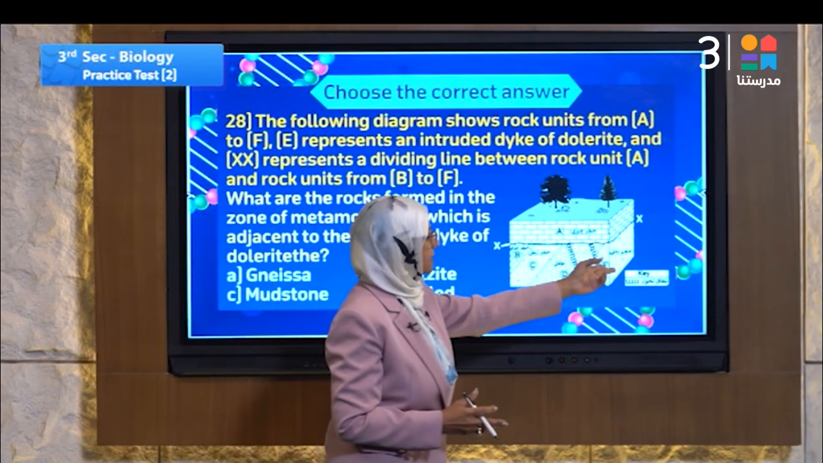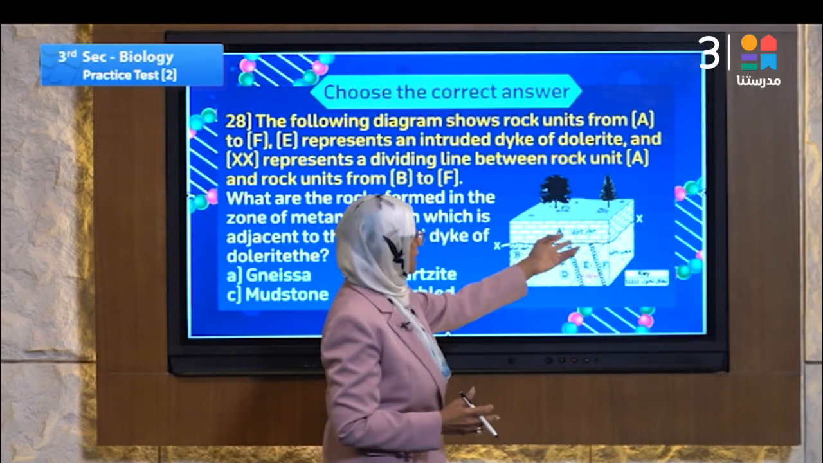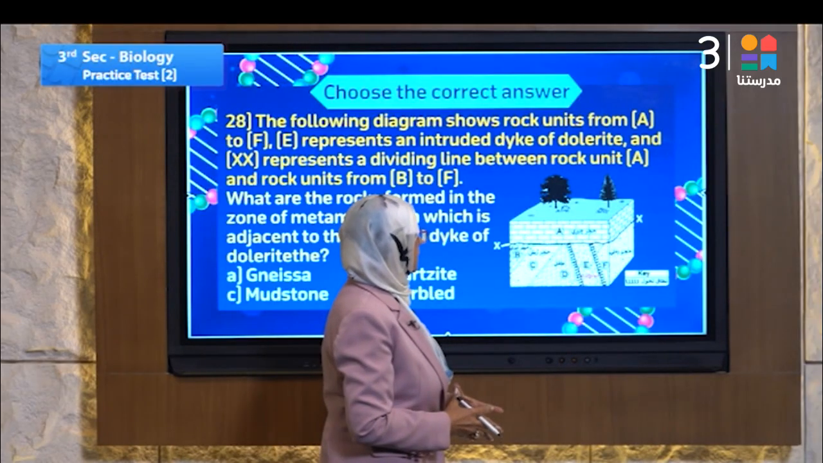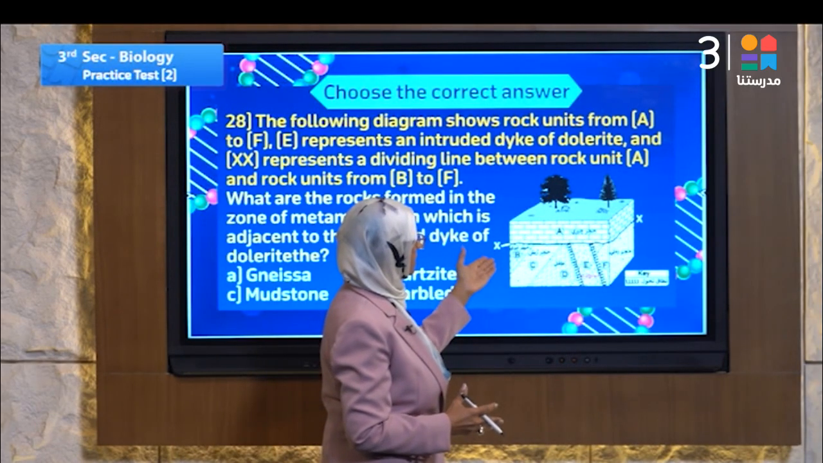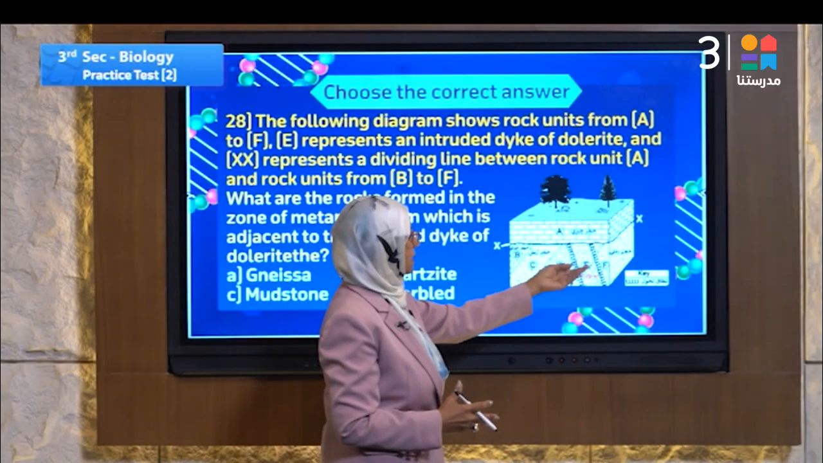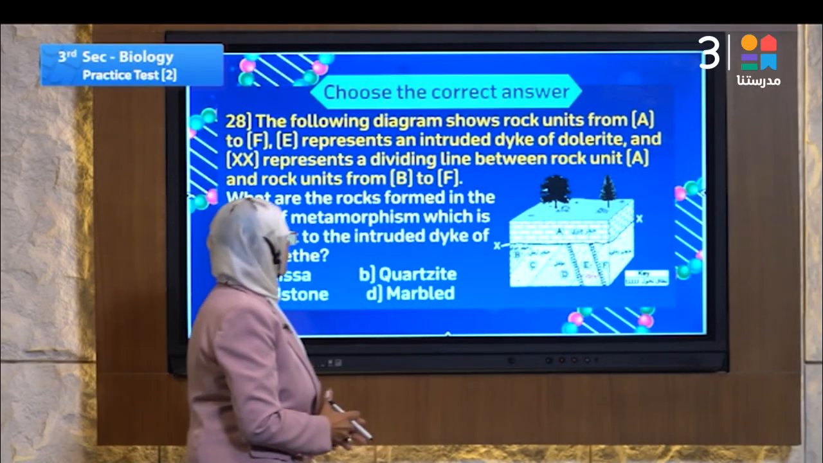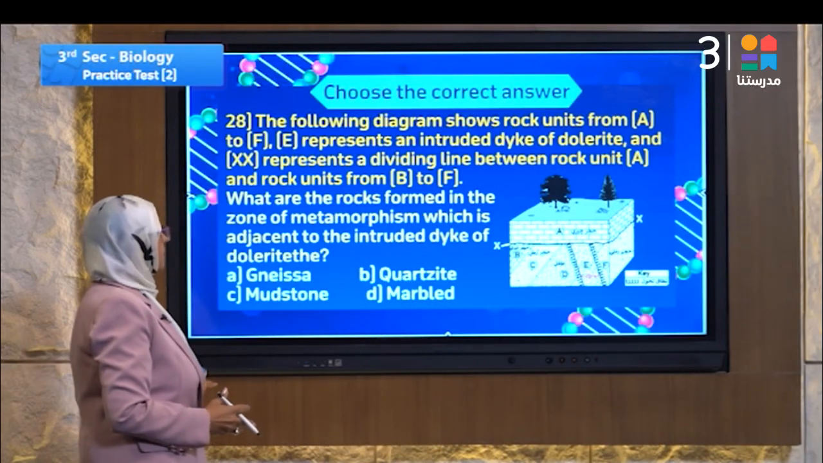حجر رملي is sandstone. حجر جيري limestone. Again, حجر رملي and حجر جيري, diorite, E and F. Okay, let's read the question carefully.